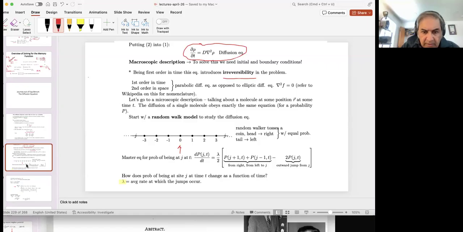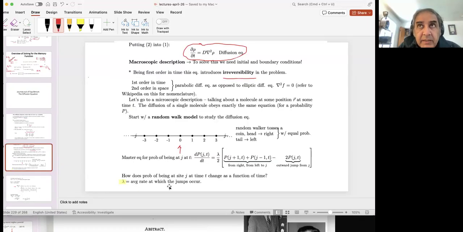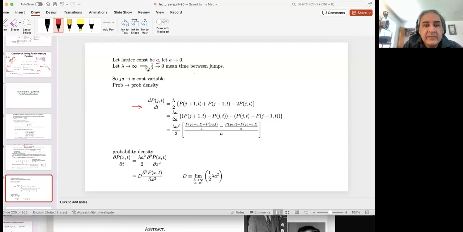Or did I say it wrong? Lambda is the average rate at which jumps occur. So if the average rate at which jumps occur becomes very large, then the frequency diverges, obviously. Frequency. What am I saying? If lambda goes to infinity, the average rate at which jumps occur is very fast. So 1 over lambda, therefore, is a residence time. That was the mistake I was making. So this 1 over lambda is the residence time. So the mean time between jumps, this is the residence time. How long it stays on the site. That's what it is. Okay, let me erase this.